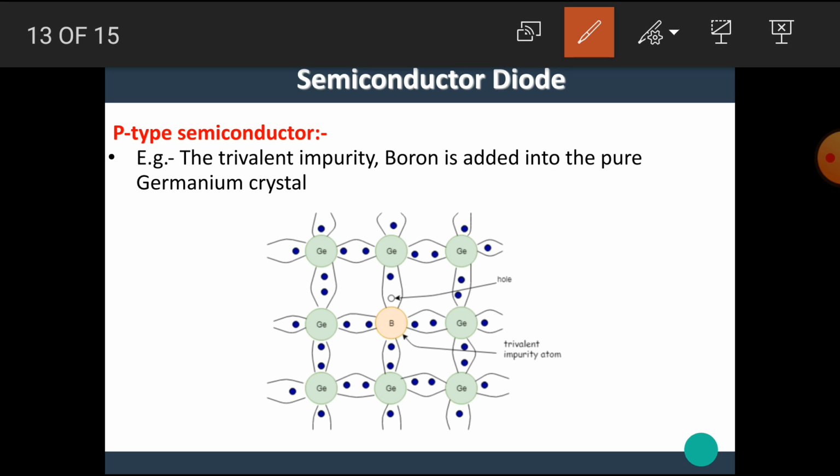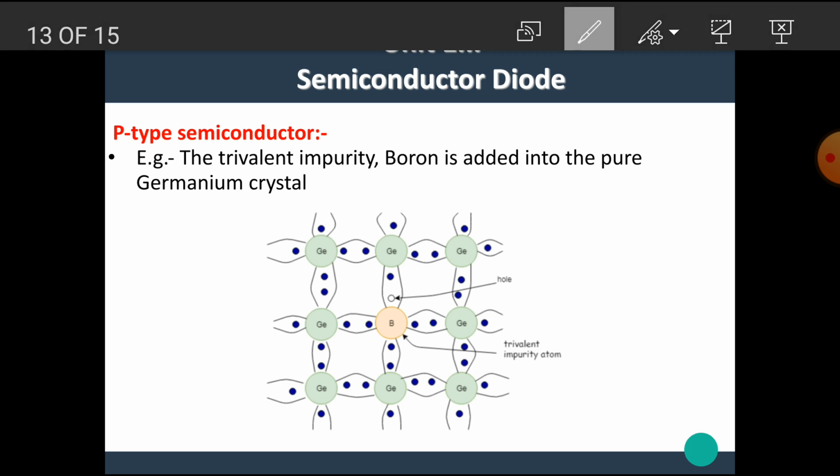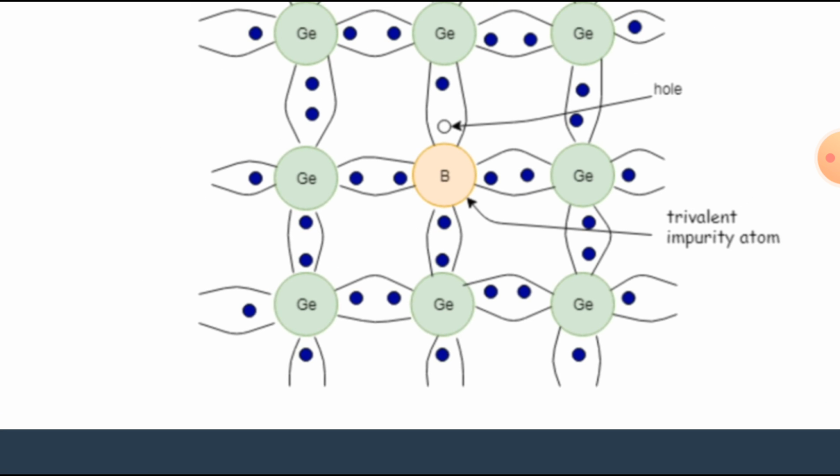Let's see the diagram, the crystal structure of p-type semiconductor material. For example, the trivalent impurity boron is added into the pure germanium crystal. Here the boron atom is placed between the germanium crystal. Let's see the diagram.